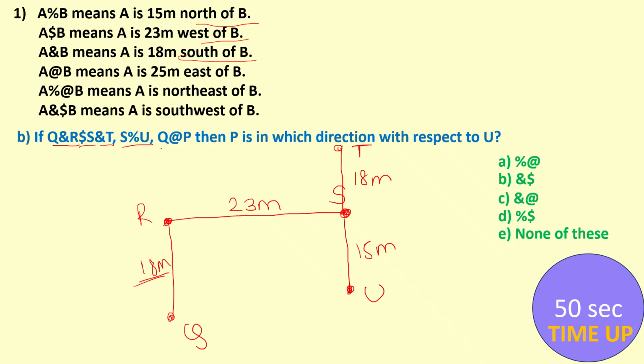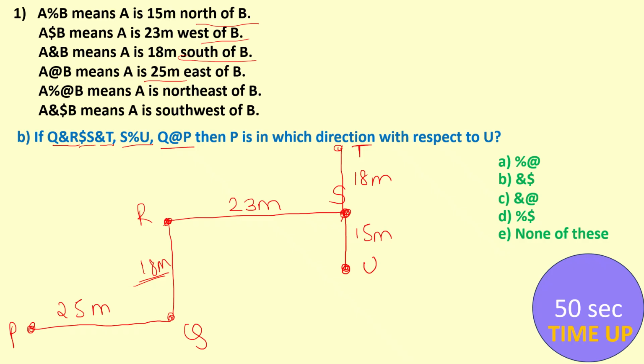Understood? Next, Q and P. Q and P means Q is east of P by 25 meter. Correct? So Q is east of P means P will be placed here. And this is 25 meter. So this diagram you'll get. So this should be slightly lesser, correct? Because 15 meter U, so 15 meter.